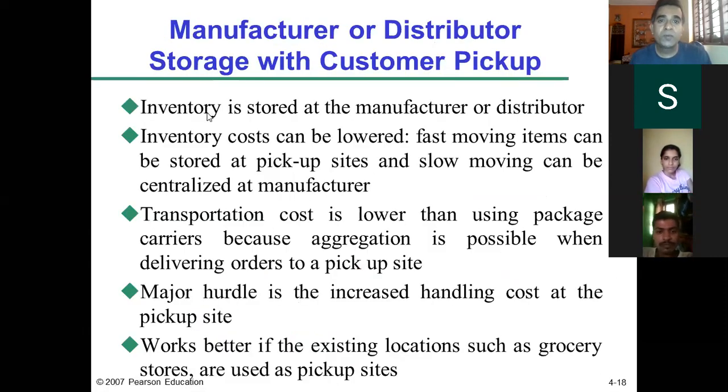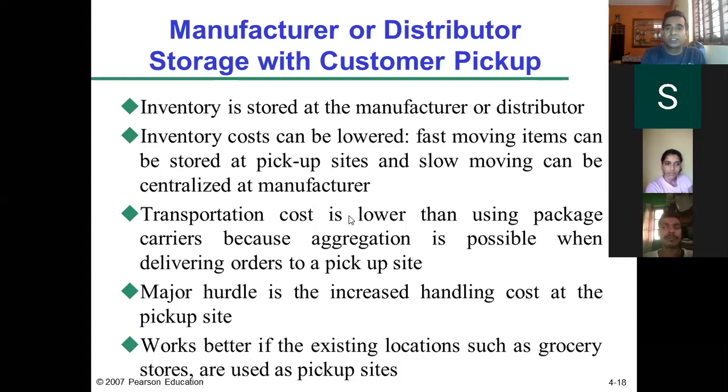Some points related to manufacturer storage or distributor storage with customer pickup. Inventory is stored at the manufacturer or distributor, so inventory costs can be lowered. Fast moving items can be stored at pickup sites, and slow moving items can be centralized with the manufacturer. So basically, 7-Eleven Japan, the organized retail chain, stores some of the items that move very fast at the stores themselves. The stores are used as pickup sites in the case of 7-Eleven Japan, and the slow moving items are held centrally by the manufacturer in the case of 7dream.com, the online retailer.